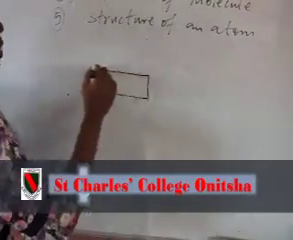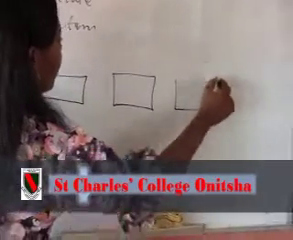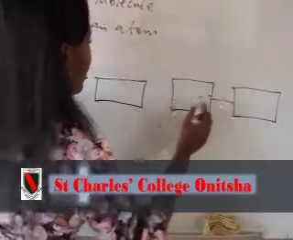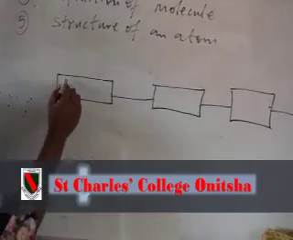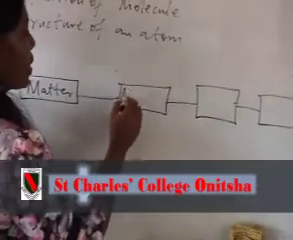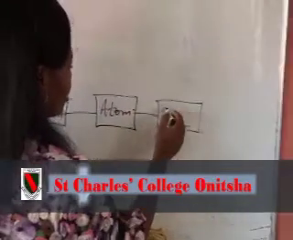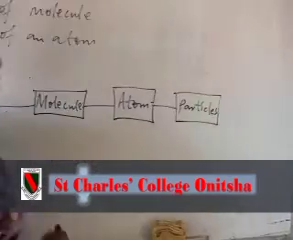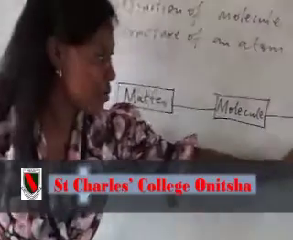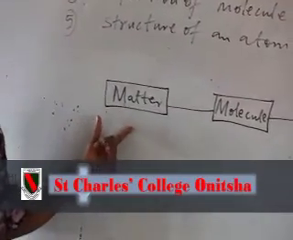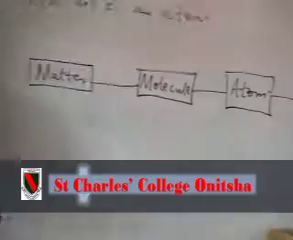You draw four boxes. Join them with a line. In the first box, you write matter. Second box, you write molecule. Third box, you write atom. Fourth box, you write particles. The four boxes drawn, joined with a line, as you can see on the board, represent the structure of matter.